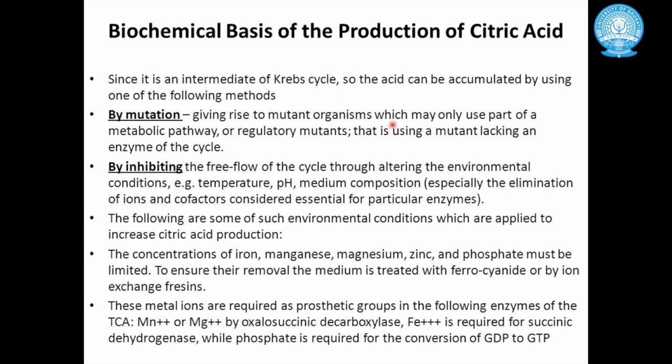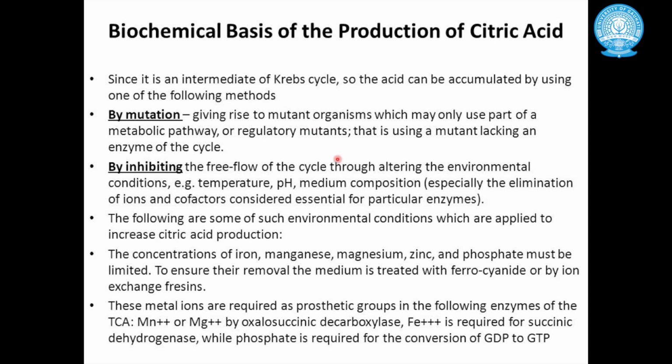So this may be by mutating some of the metabolic pathways or regulatory mutants, that is, a mutant lacking in enzymes of the cycle. So if there is no more enzyme that can convert citric acid to the next intermediate, then automatically you find that citric acid is the ultimate product of that particular cycle. So that is how you can use mutant organisms.